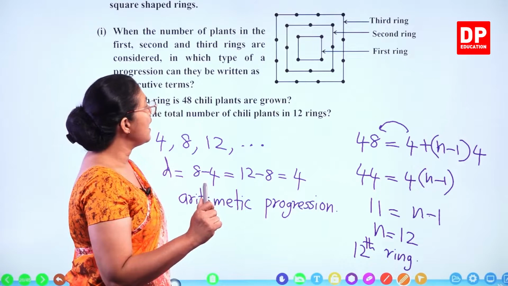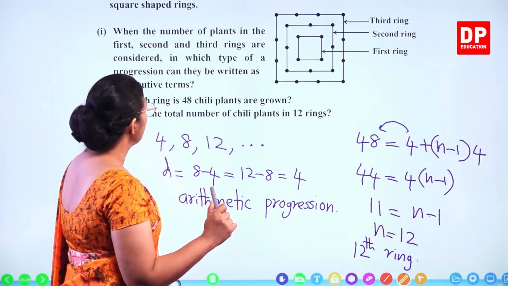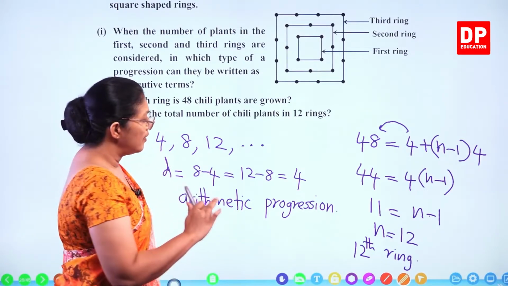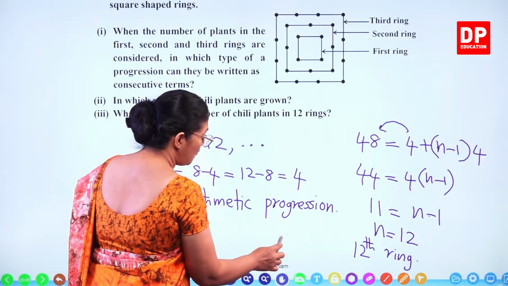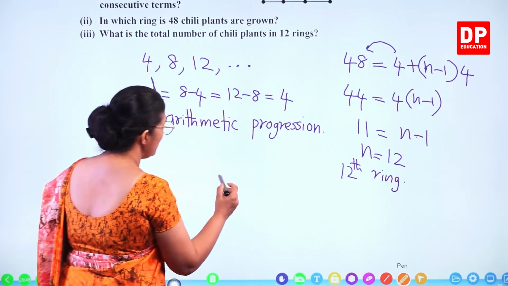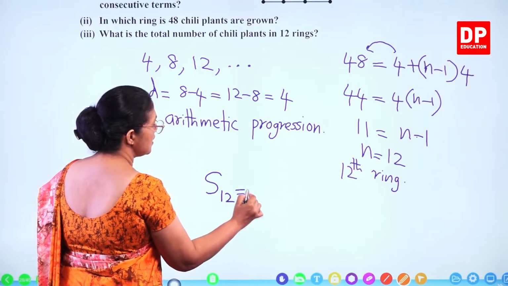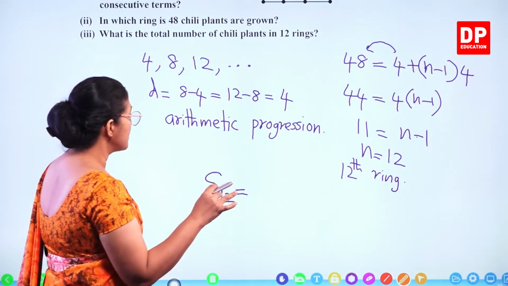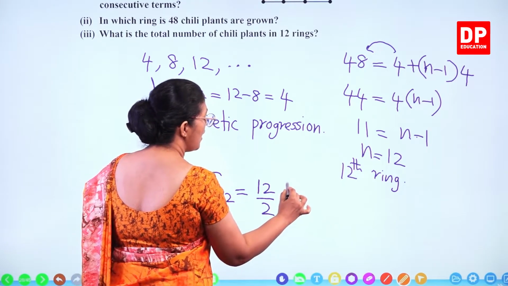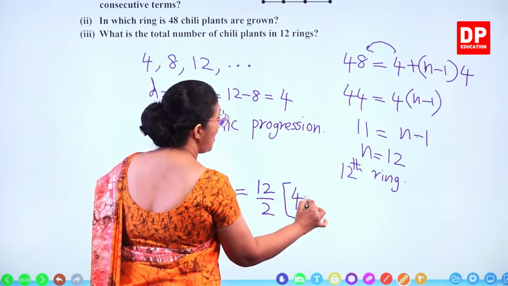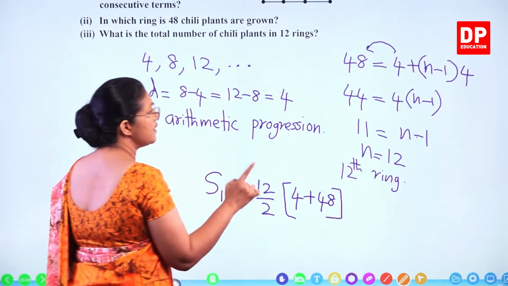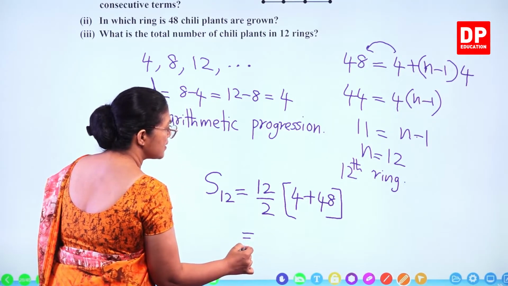It has 48 plants. Then what is the total number of chili plants in 12 rings? So for the 12th ring, the last term, we know. And how do you find the sum? You can easily use the sum of 12 terms. That means the sum of all rings. n divided by 2, 12 divided by 2. The first term is 4 and the last term is 48, because we know in the 12th ring there are 48 plants.